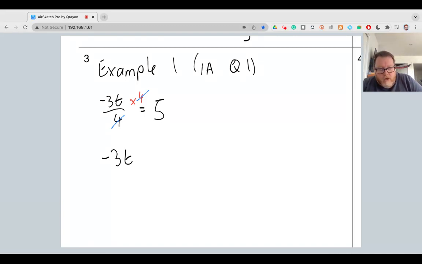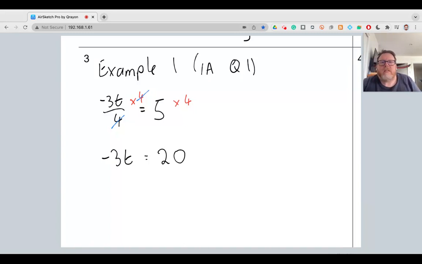On the right-hand side, we have to do the same operation. So I multiply the whole of that side, just a single expression, by 5, and that gives us a new number here, 20. So this is called an equivalent equation. Whatever value t is, minus 3t over 4 equals 5, and minus 3t equals 20, we'll use the same value of t to make the left-hand side equal to the right-hand side. That's what it all means.